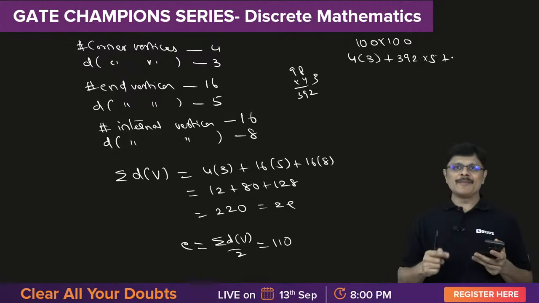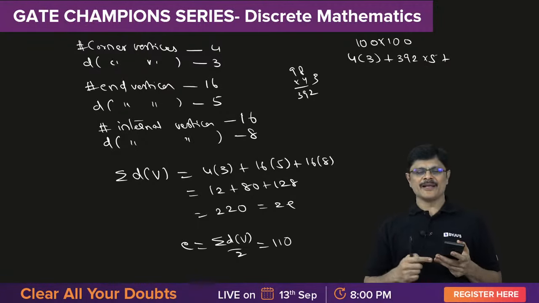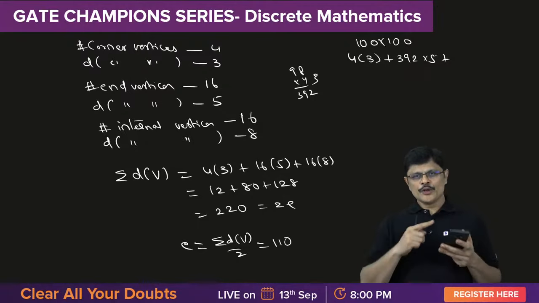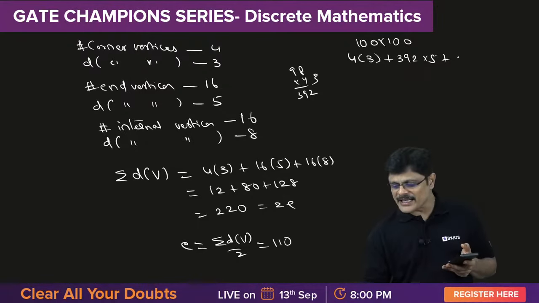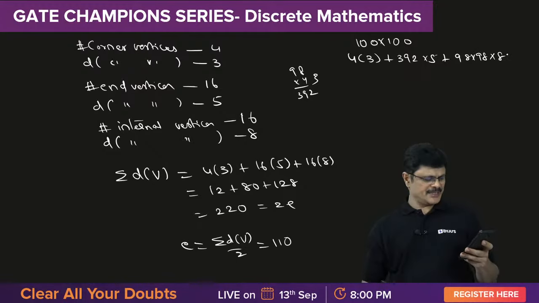How many internal vertices will be there, sir? Because it is 100 by 100 now, you remove 2 rows and 2 columns. It becomes 98 by 98. So 98 by 98 vertices, each of degree 8.